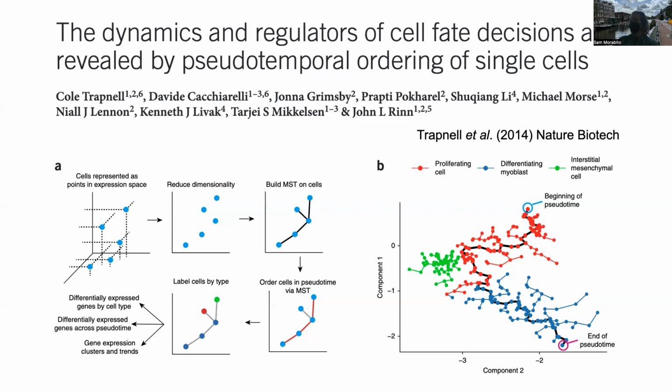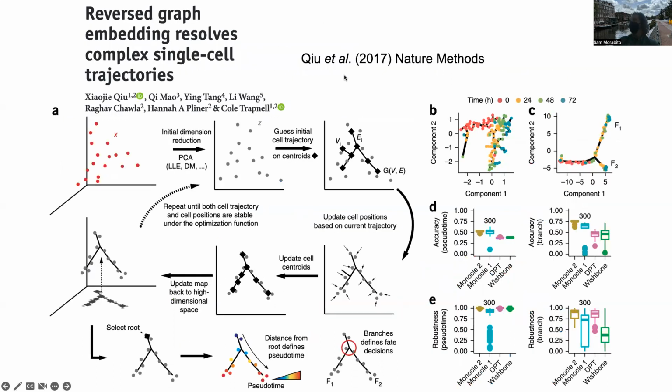The same group followed up their Monocle algorithm with something called Monocle 2. And instead of a minimum spanning tree, they're using something called reverse graph embedding. So it's just a different graph method, but it's very similar overall. You have to have single cell data. You have to have a dimensionality reduction. You're building some graph, and then you're assigning the pseudotime based on the graph.